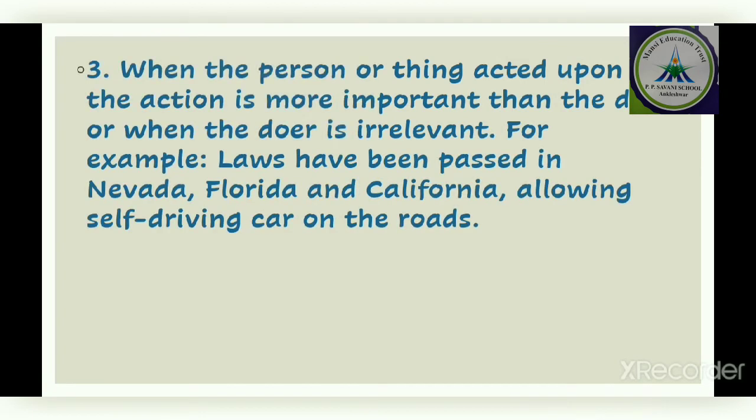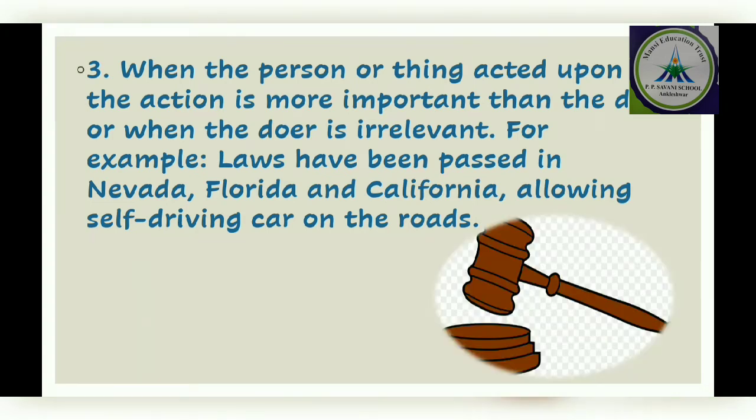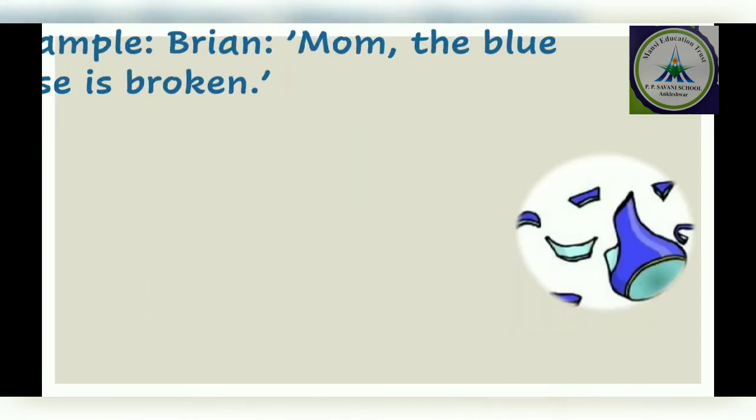Next, when the person or thing acted upon or the action is more important than the doer, or when the doer is irrelevant. That means when the action is more important than the doer, at that time we use passive voice. For example, laws have been passed in Nevada, Florida and California allowing self-driving cars on the roads. This is the third point, let's go ahead.